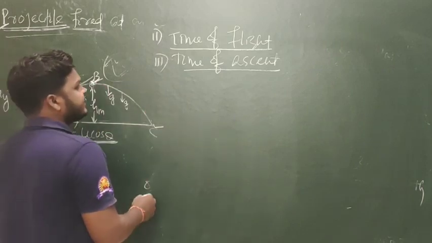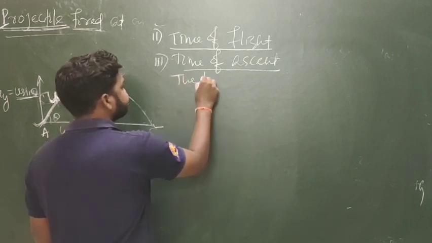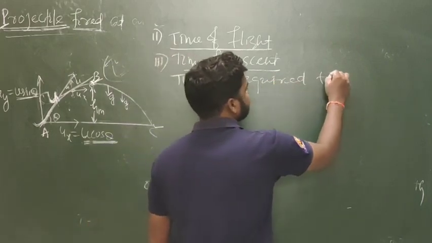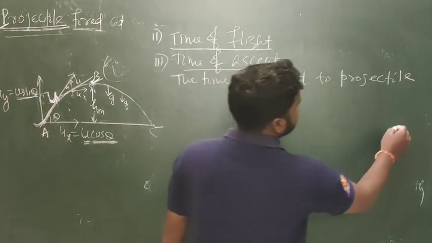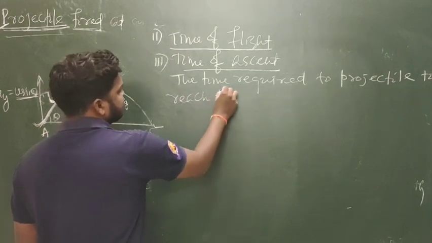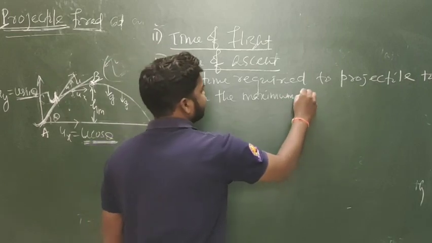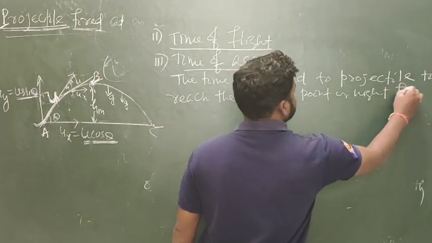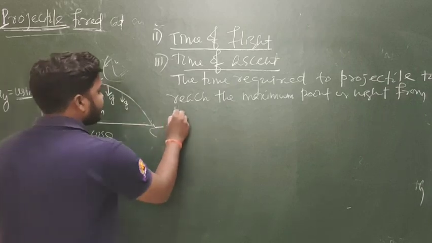So first we will see time of ascent. What is time of ascent? The time required by the projectile to reach the maximum point or height from the ground.